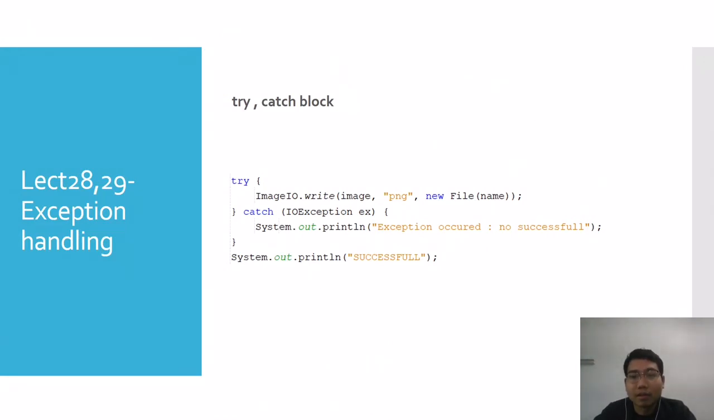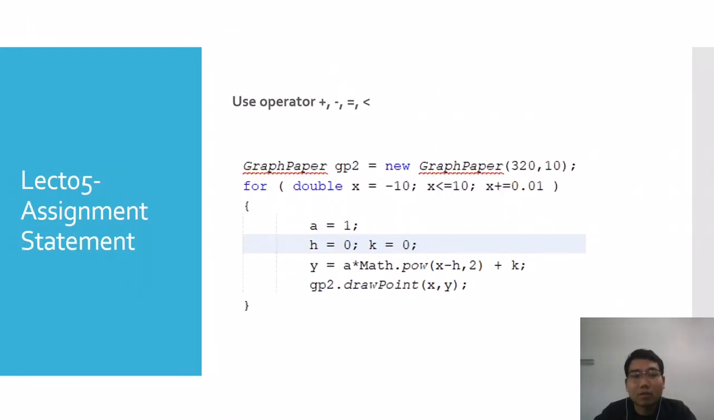Next we have lecture 5, which is the assignment statement. We have used lots of operators because we want to make equations. We use plus, minus, equal, less than or equal to, to create equations in our programs. You can see this in our coding. So we have used the assignment statement as one of the chapters in our course.